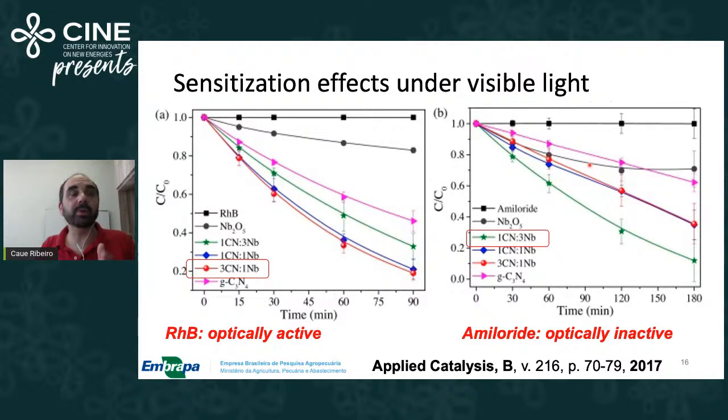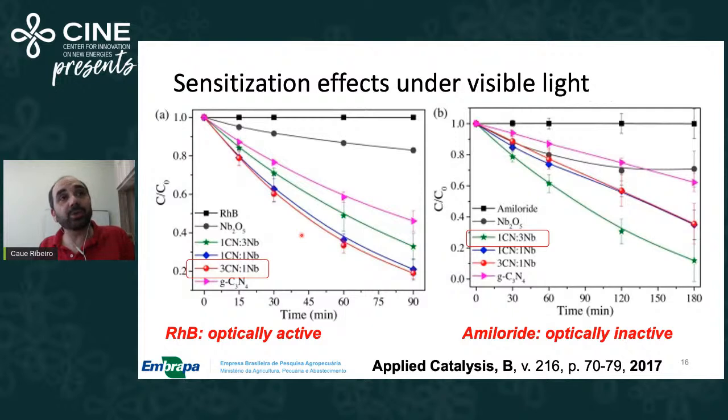This is a comparison of a paper we have published some years ago using one of these catalysts. This catalyst specifically is a carbon nitride modified with niobium oxide. And this carbon nitride modified with niobium oxide has been used to degrade a dye, which is optically active, meaning that it absorbs. This dye is absorbing part of the incident light, and this incident light is converted into energy that has been transferred to the catalyst, degrading faster in that condition, in one condition with more carbon nitride in the composition.